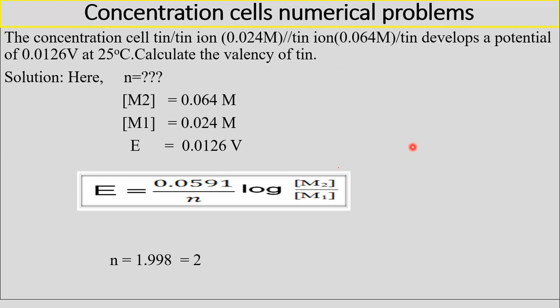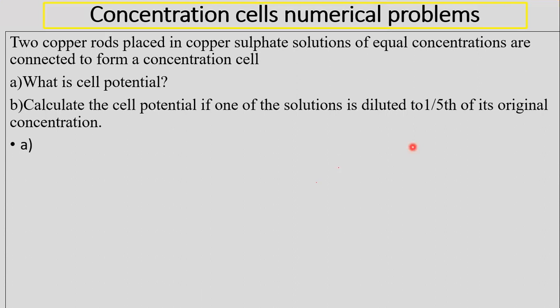One more problem. Two copper rods placed in copper sulfate solution of equal concentration are connected to form a concentration cell. What is the cell potential? That is the first part of the question. Let's see. Substituting in the formula of concentration cell, E = 0.0591/n log(M2/M1), or higher concentration by lower concentration.